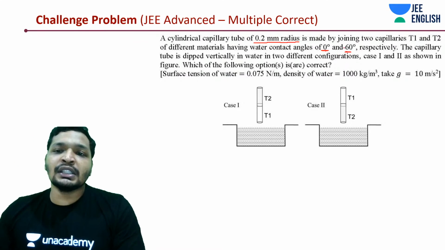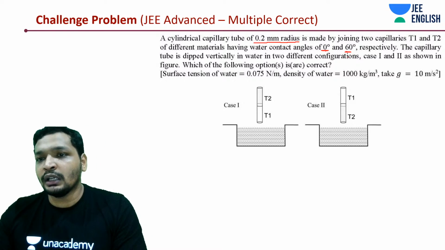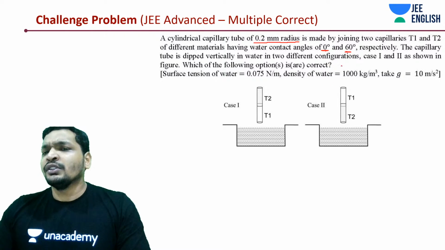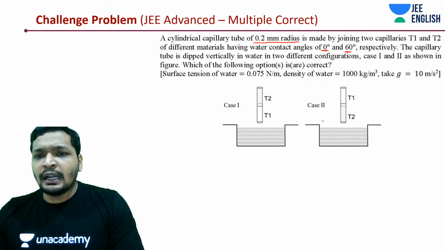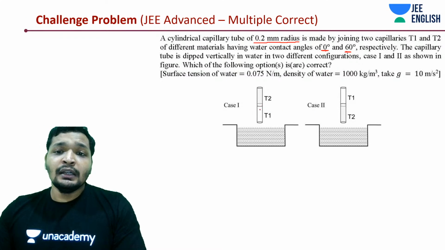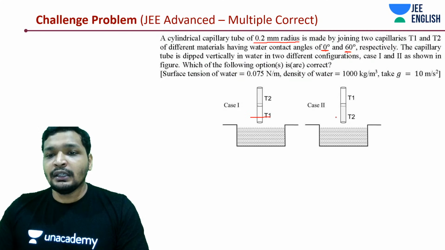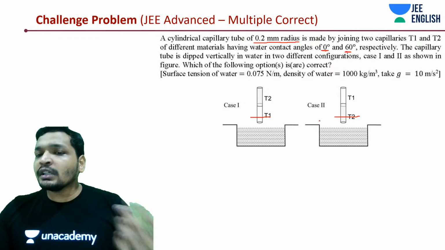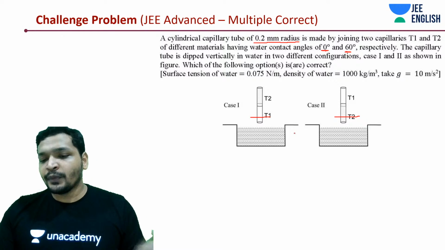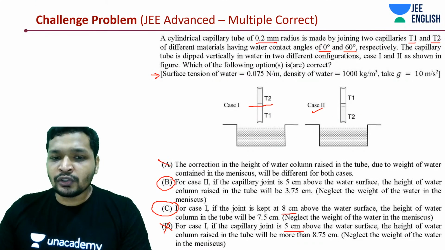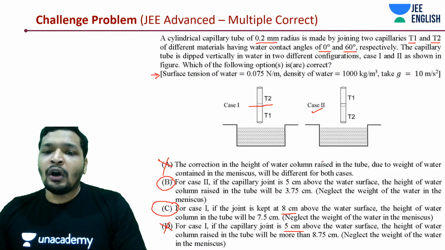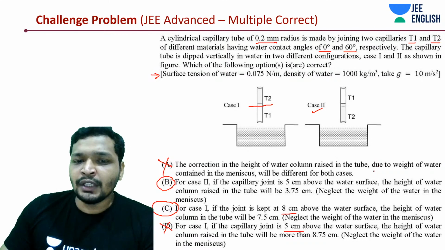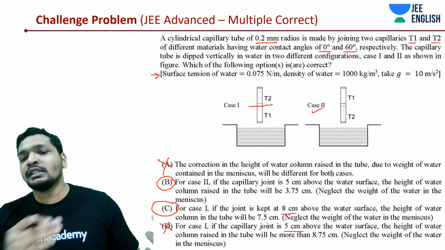Of course, as you know, the 60 degrees contact angle is going to, the material T2 is going to raise the water lesser. Okay, so this is one of the hints that we have. But do remember, if I said this was only 1 centimeter, or let's say 0.01 centimeter where the joint existed, both the waters would raise to the same level. So probably option A is also false, because we are not sure, the data is insufficient.